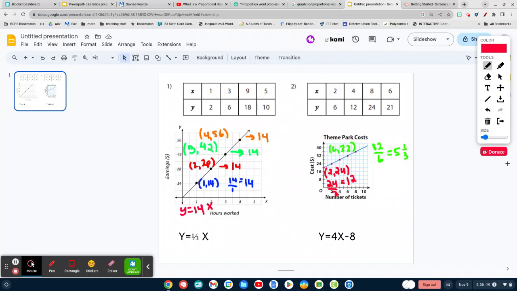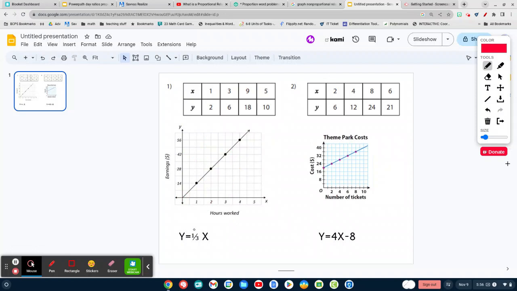A notable difference between proportional relationships and non-proportional relationships is the graph of a proportional relationship will always be a straight line, and it will always go through the origin (0,0).